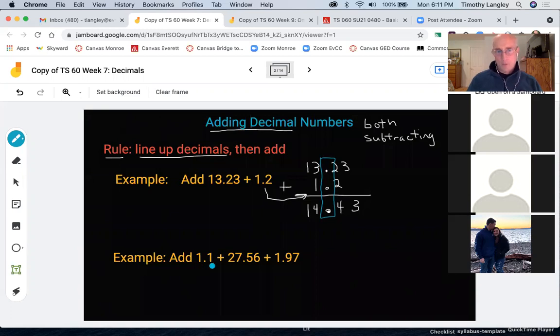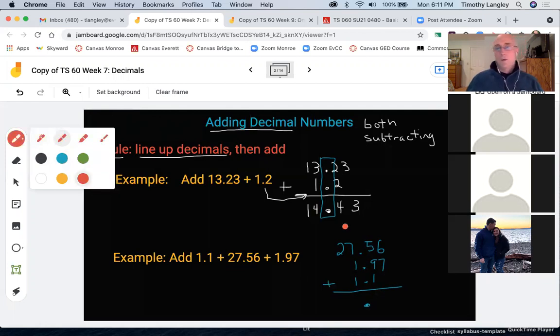If they ask you to add 1.1 plus 27.56 plus 1.97, probably what I would do, just because I like it visually like this, it doesn't change the answer, is put the biggest number on top. I'd go like this, 27.56 if I was doing this by hand. And I'd look at the next one, 1.97. And then I look over here at this 1.1 and go 1.1. And then, just like I taught you, I'd put the decimal right here. And then I would just add.